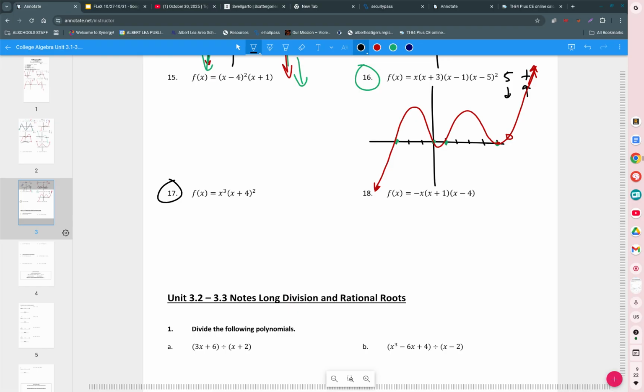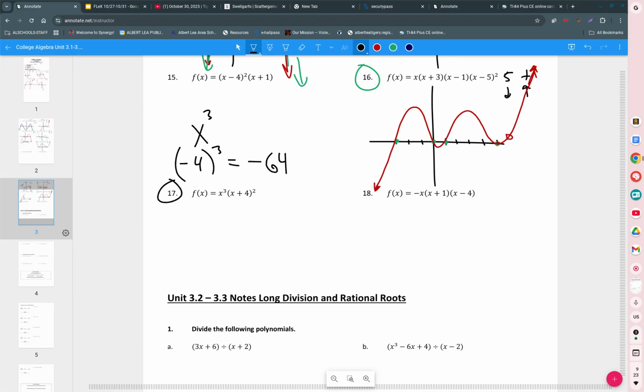So this one, they're all positive, but it still dips down. That doesn't make sense. Suppose you had x to the third. Do you agree that that's odd? If you take a negative number to the third power, are you going to get a positive or a negative? You're going to get a negative. So just because these are all positive doesn't mean it never goes below the x-axis.